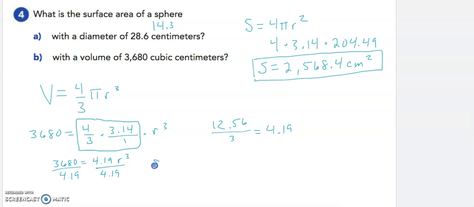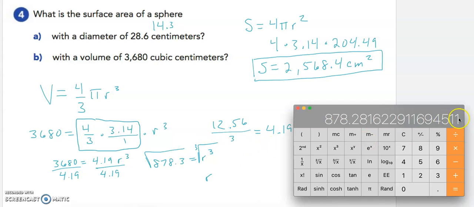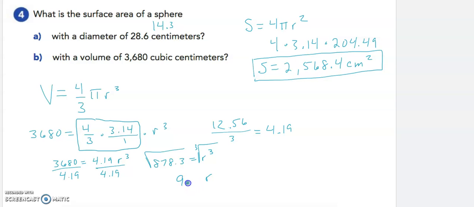So we have 878.3 equals r cubed. And don't forget, I don't want to know what r cubed is, I want to know what r is. So I'm going to find the cube root of r cubed, and that's going to be r. Now let's find the cube root of 878.3. That's this button right here, the cube root. That's going to give us 9.6, we'll say. So the radius equals 9.6.